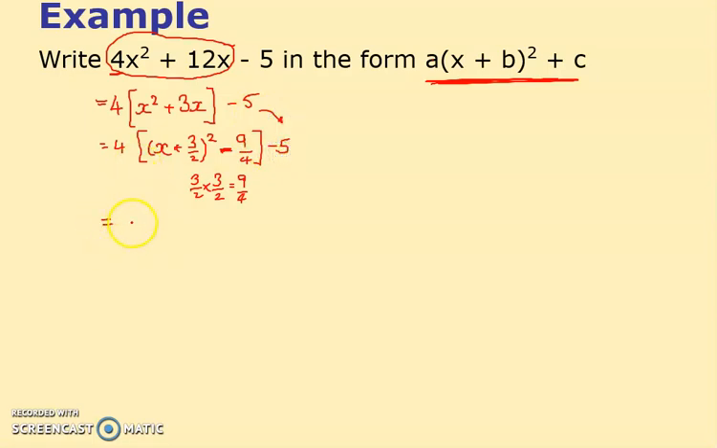So what's this equal to? Well, this is where I can work that out. It's 4 lots of the x plus 3 over 2 all squared. And it's 4 lots of that. Now, look, it says 9 over 4, so I'm dividing by 4, but I'm times by 4. They cancel out. Minus 9. Don't forget the minus 5. This then is 4 lots of x plus 3 over 2 all squared minus 14.